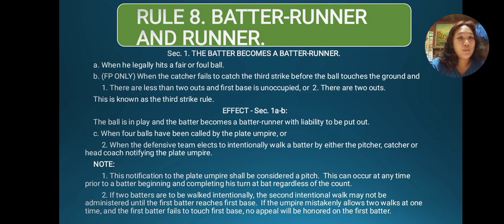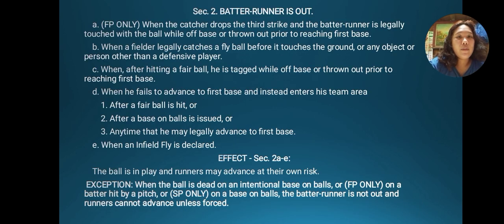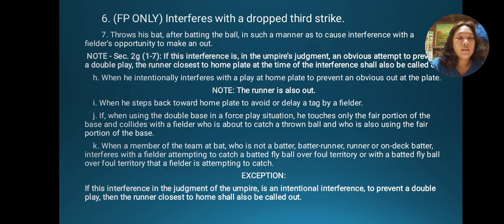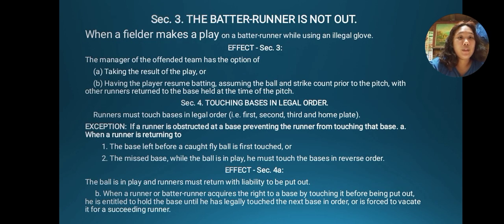The last rule is Rule 8, the batter, batter runner, and runner. For Section 1, the batter becomes a batter runner. Then for Section 2, batter runner is out. Then for Section 3, the batter runner is not out when a fielder makes a play on a batter runner while using an illegal glove.